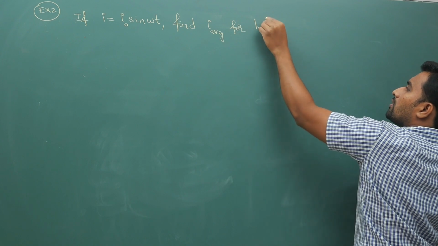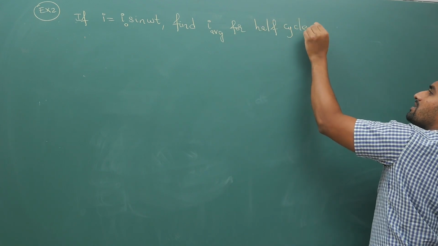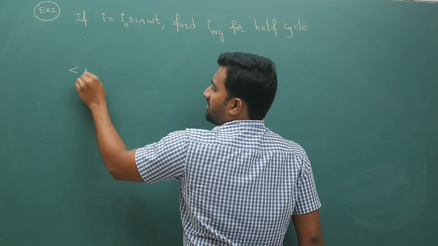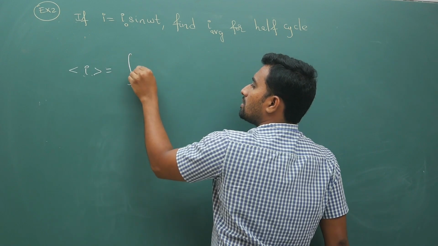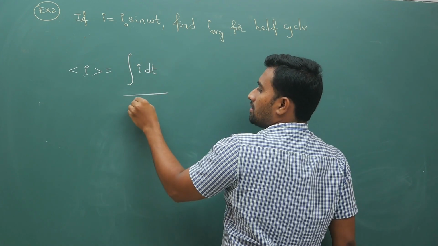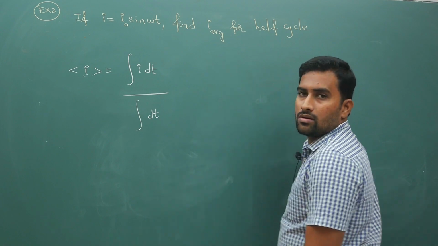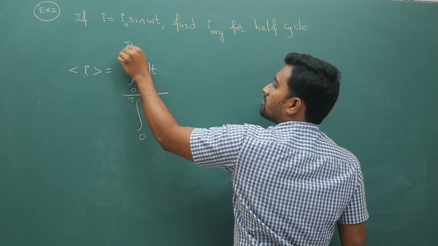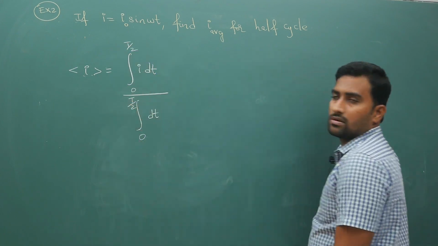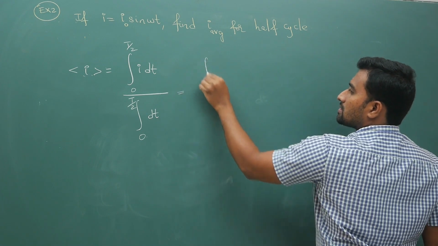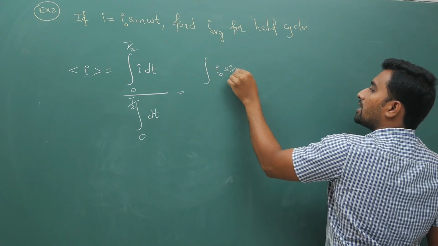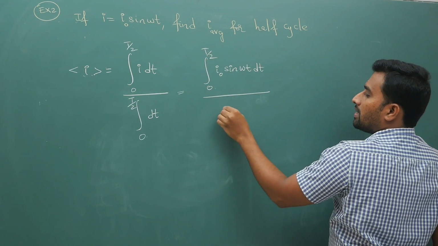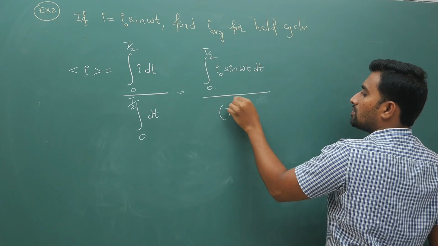So the definition, as I have explained in the previous lecture, the start lecture, the average current definition is I average is equal to integral of I dt divided by integral of dt. Now from 0 to T by 2. Your I value is the integral of I naught sin omega t dt from 0 to T by 2, divided by the integral of dt, which is T, from 0 to T by 2.